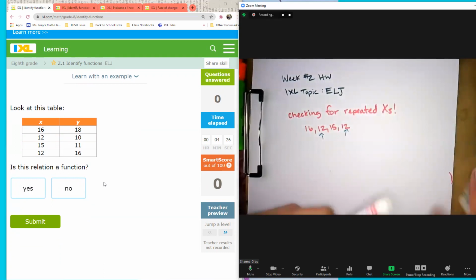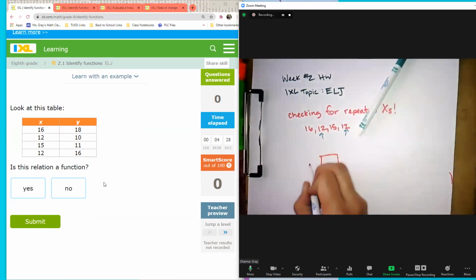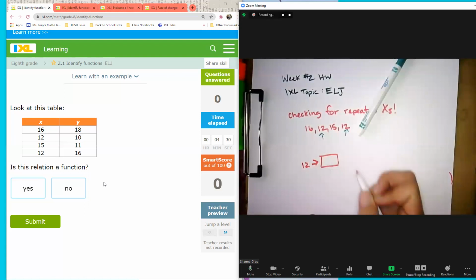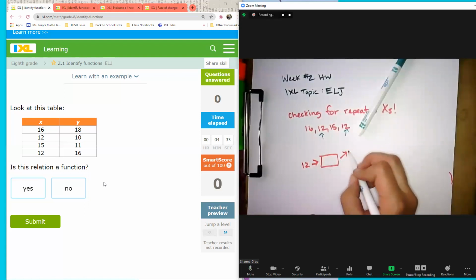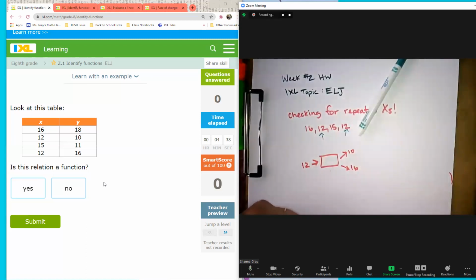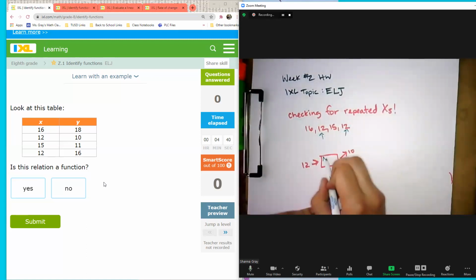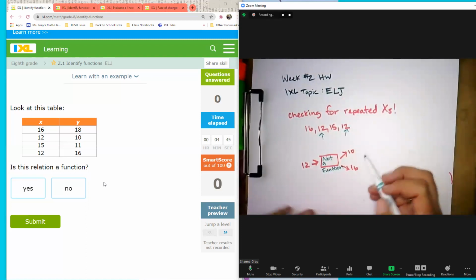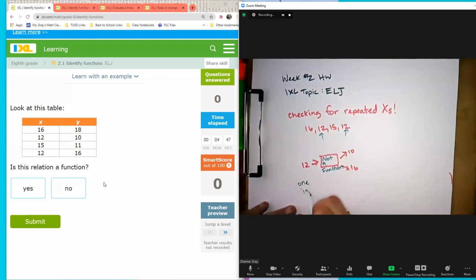And then if you look at the table, basically what it's saying is, if the machine is here, you put in a 12, but then you're getting back a 10 and also a 16. So this is not a function because it has one input and two outputs, which really just anything more than one is a problem. All right, so this is not a function.